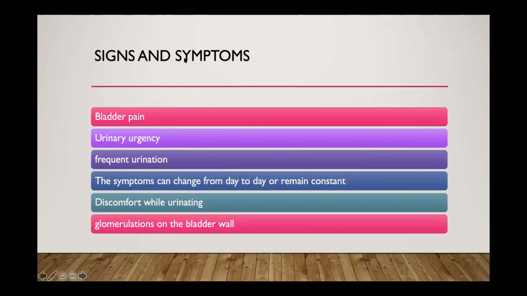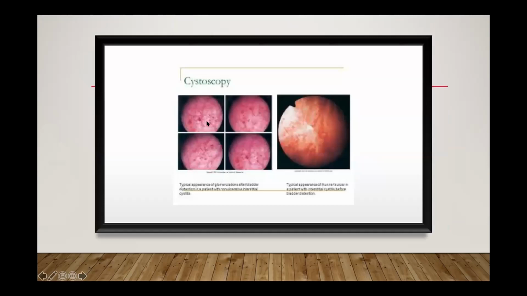Other signs and symptoms are bladder pain, urinary urgency, and frequent urination. The symptoms can change from day to day or remain constant. Discomfort while urinating and glomerulations on the bladder wall. And this is the glomerulations right here, the little pinpoints. Is that the red spots? Yeah, all these red spots right here.